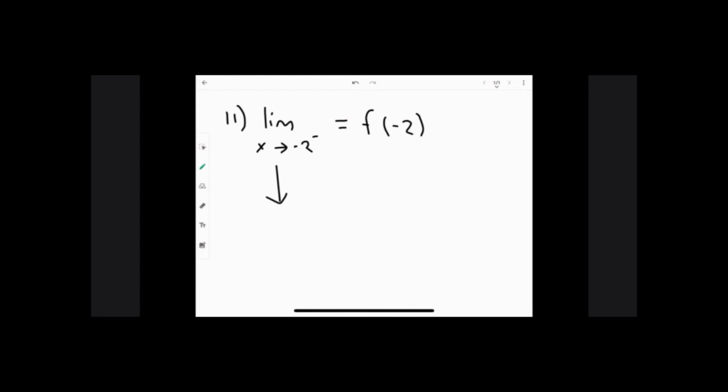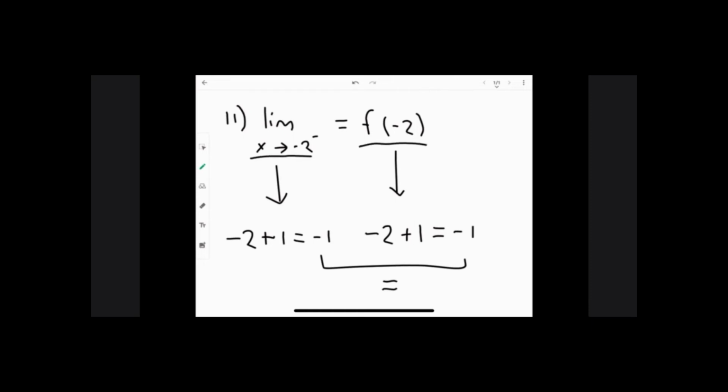For the limit as x goes to minus 2 from the left, we have to substitute into the first part of the function, which is x plus 1. We substitute minus 2 into it, so it becomes minus 2 plus 1, which is equal to minus 1. Same thing for f of minus 2, we just substitute it into the first part of the function, and we also get minus 2 plus 1, which is equal to minus 1. So minus 1 and minus 1 are equal to each other, so we know that the limit as x goes to minus 2 from the left and f of minus 2 are also equal. Therefore, part 1 is true.